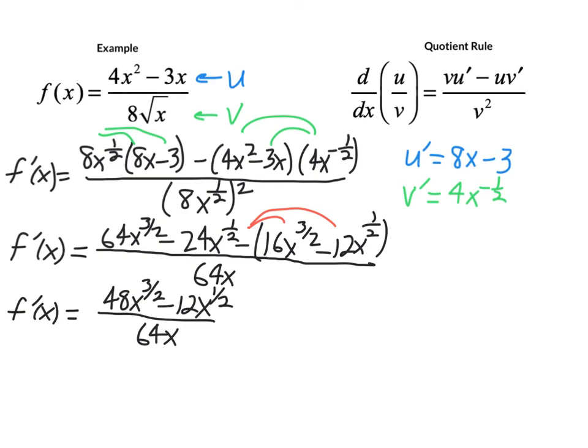And what we can do at this point is divide through. Since we have the monomial in the denominator, if I divide through each of the two terms here, we have 48x to the 3/2 divided by 64x to the first, minus 12x to the 1/2 over 64x to the first. So we can go ahead and use our quotient rule for exponents. When we divide through monomials, we can reduce the fraction part of that.